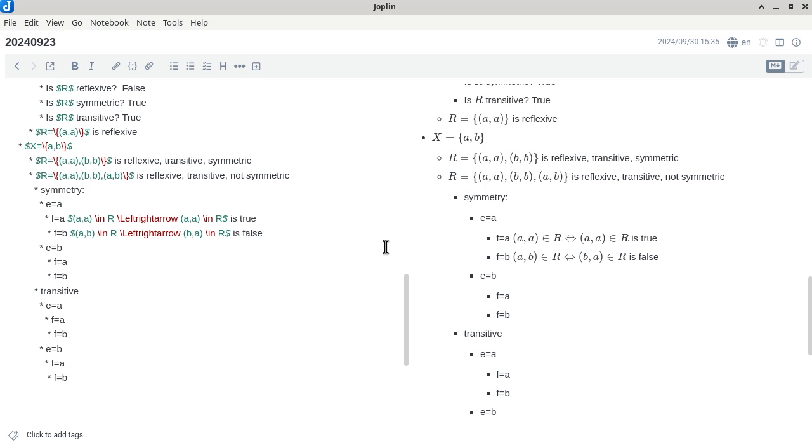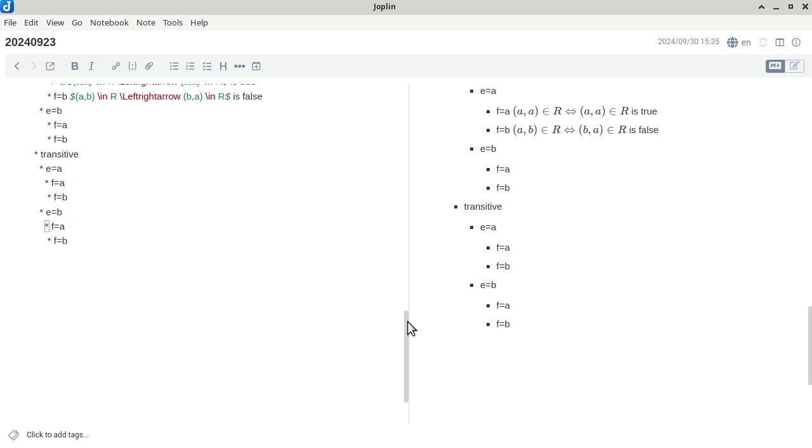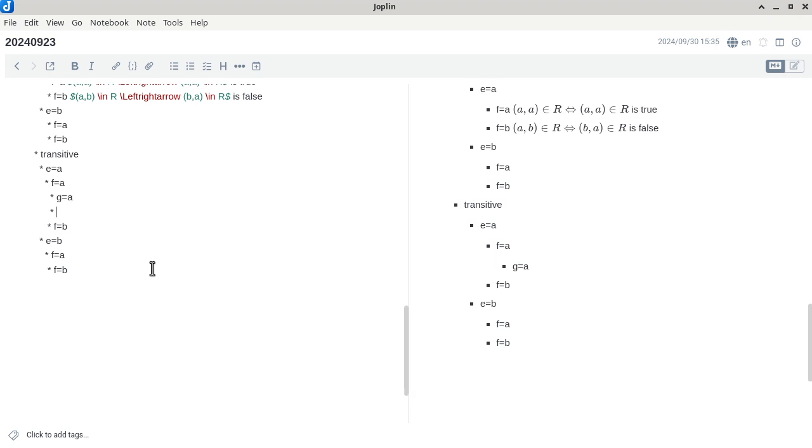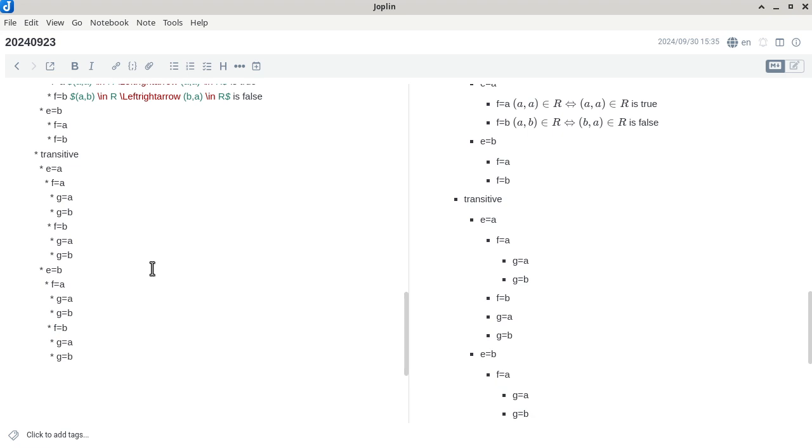So let me scroll up. So now we have a double loop. In other words, we have a for loop inside another for loop. But then we also have G, which is yet another nested loop. So that particular nested loop is going to be nested when E and F are known already. And then we ask the question, what about G? So now we can say, oh, G can also be A or B. Okay, so now we just copy and paste a bunch of times, like so.